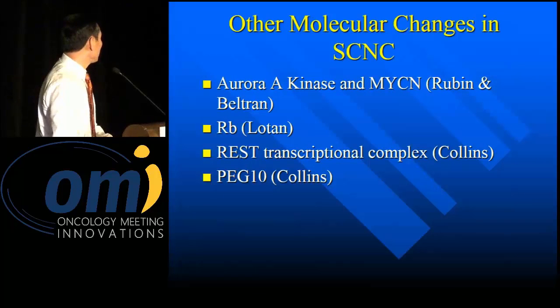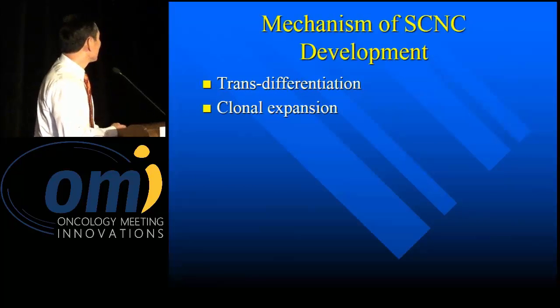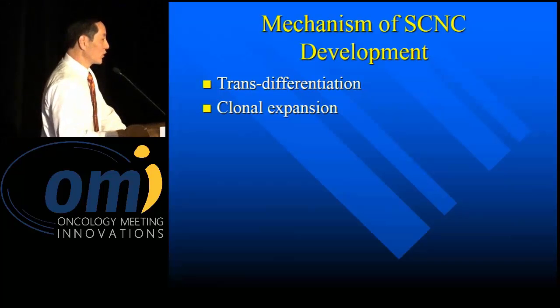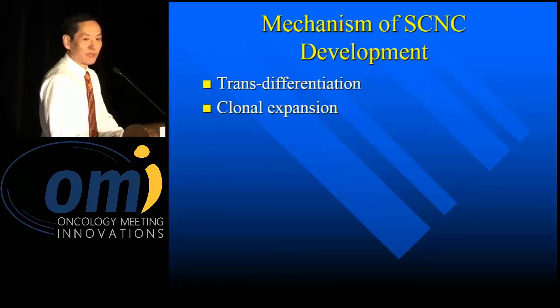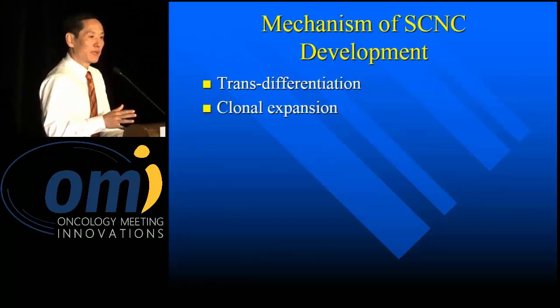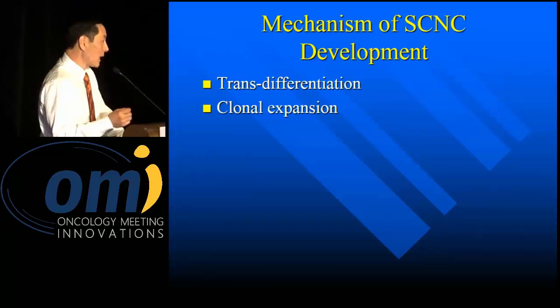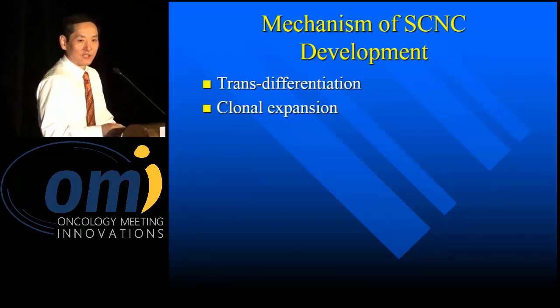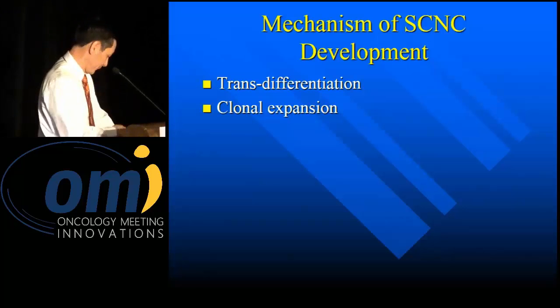In addition to p53, some other studies have shown that Aurora A kinase, MYC, RB, REST transcription complex, and pectin are all potentially involved in the pathogenesis of small cell neuroendocrine carcinoma. In terms of the mechanism, there are two possibilities. My friend Colin Collins likes to believe in the trans-differentiation model. He believes that during the course of hormonal therapy, the adenocarcinoma cells gradually transform into neuroendocrine cells. That's why you have small cell carcinoma. But I would argue that because they have distinct genetic lesions, p53 and RB mutation, clonal selection or clonal expansion is more likely the mechanism.